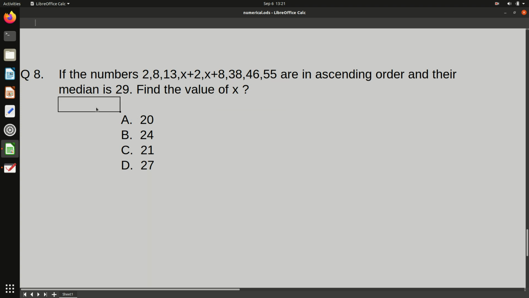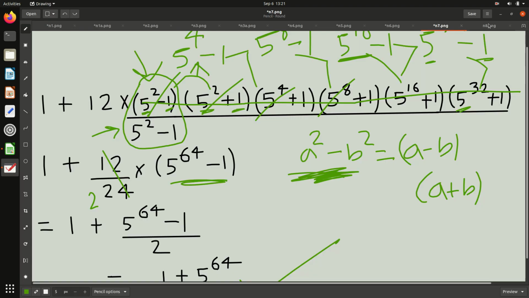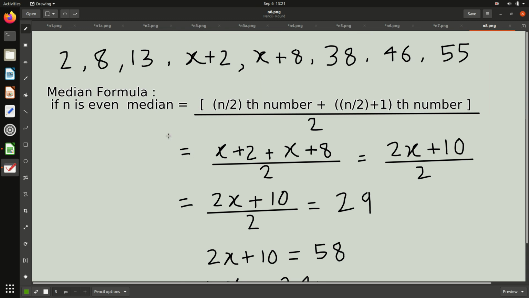So basically we have to use the formula of median. This is also very important, sometimes questions on median are asked. To find the median, the idea is simple. Whenever you are asked to find the median, the first thing you have to do is sort it in ascending order. Sort all the numbers in ascending order and then apply this formula that I have written.